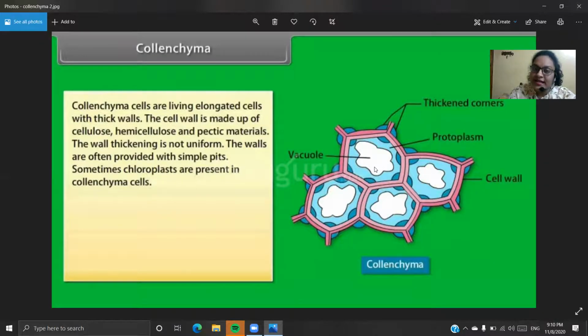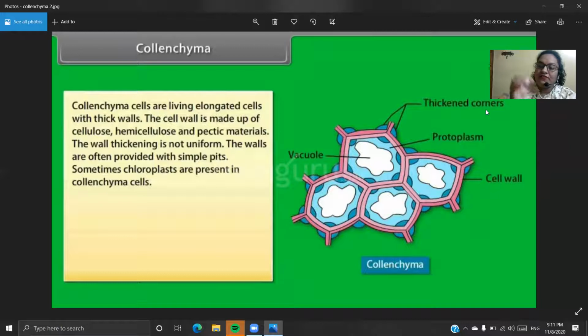But you can see that these polyhedral cells are very near to each other. There is no scope for intercellular spaces here. At the location where two adjacent cells combine, there is a deposition of thick cellulose and pectin. So these blue things at the corners, where two cells are adjacent, are nothing but depositions of cellulose and pectin, which make them more thickened and hardened.